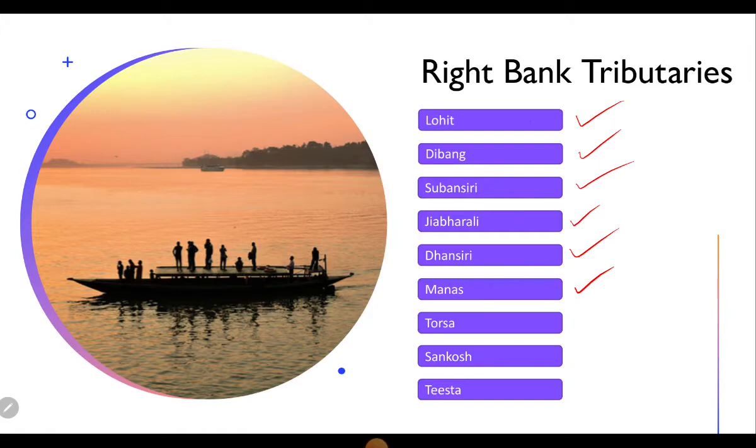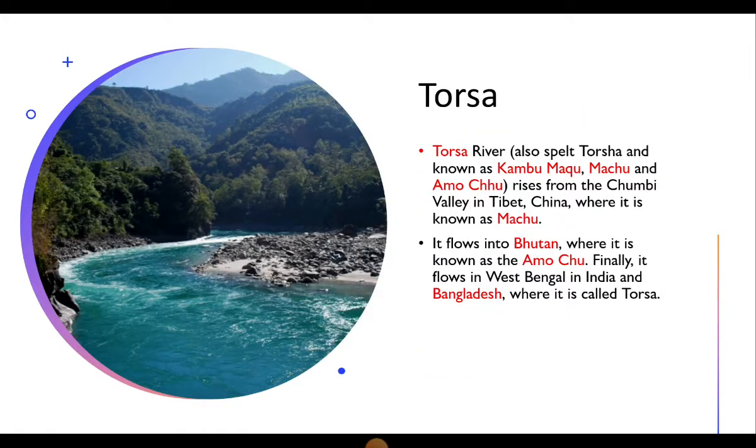Now let's go to the Torsa. Torsa River, also spelled as Torsha and known as Kambumaku, Machu and Omuchu, rises in the Chumbi Valley in Tibet, China, where it is known as Machu. This river has so many names, so let's recall them.